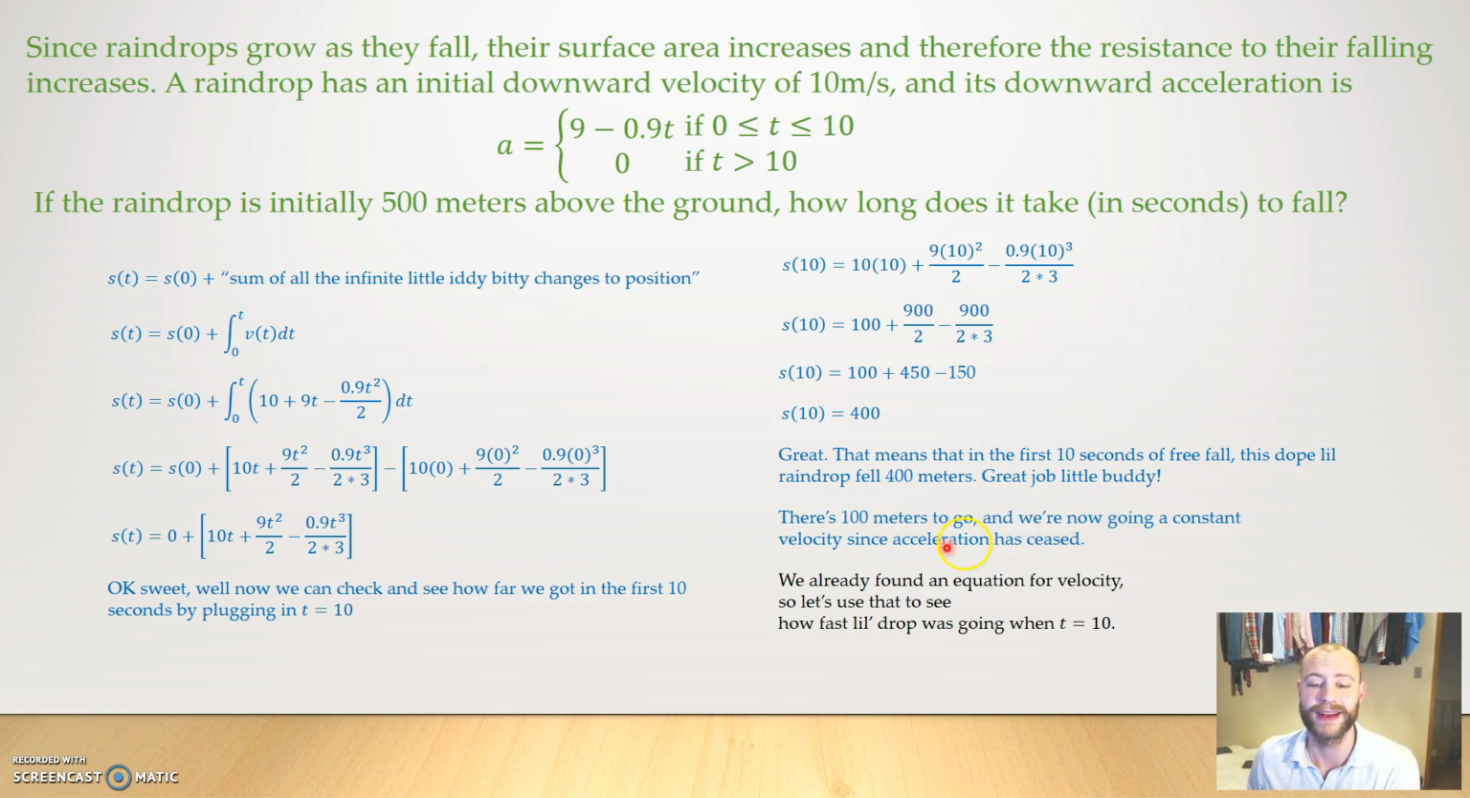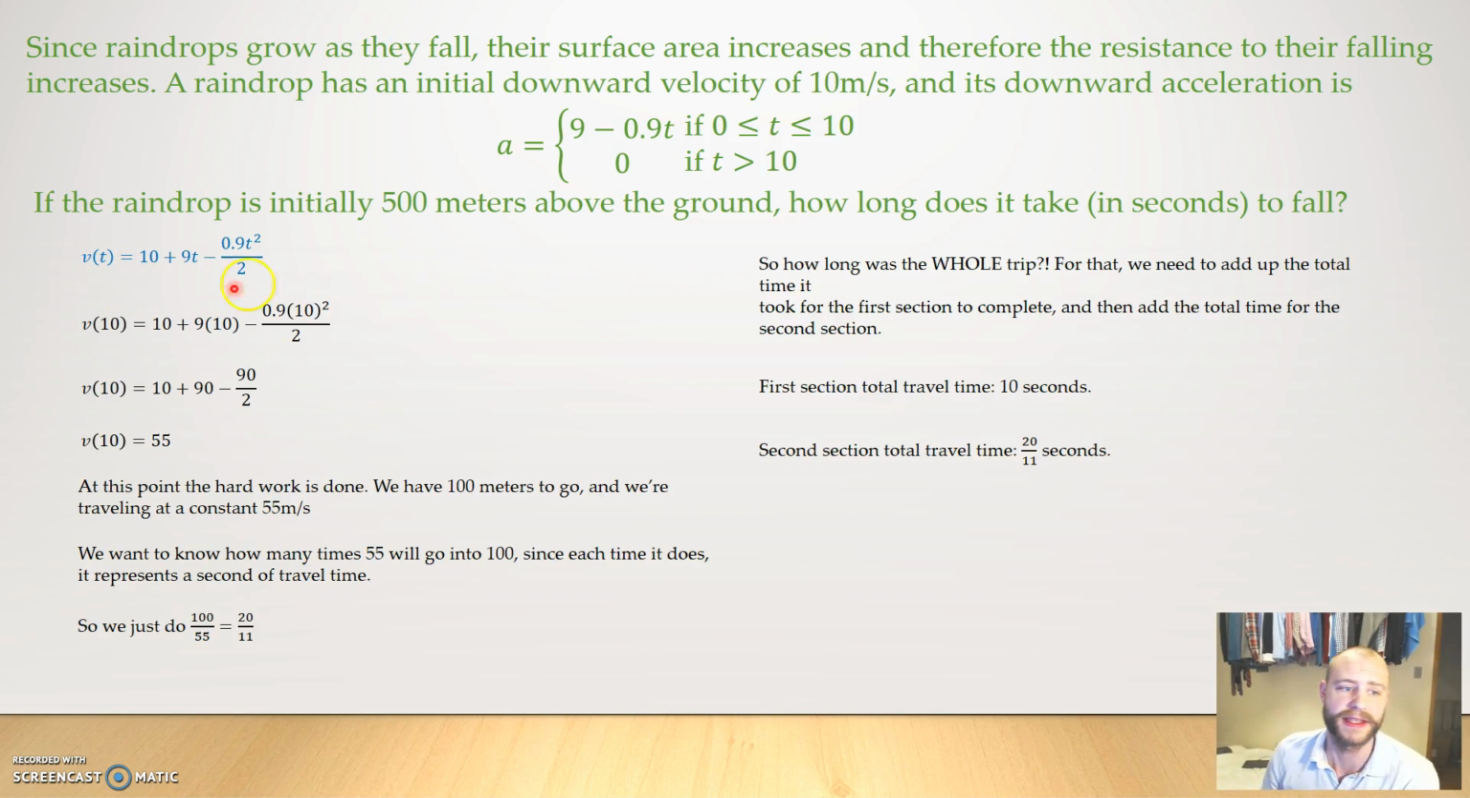And now we're going at constant velocity since acceleration has ceased. We've already found an equation for velocity, so let's use that to see how fast the little drop was going when t equals 10. So we're accelerating. We got to 400 meters, and then at that time, which is time equals 10, we stopped accelerating. And now we're going at our constant velocity. It's going to stay the same until we hit the ground. I'd really like to know what that velocity is, because then I can use that to find out how much time it takes to fall that remaining 100 meters.